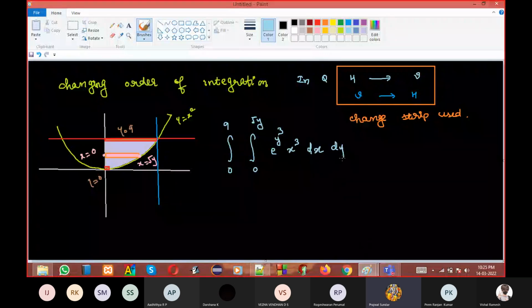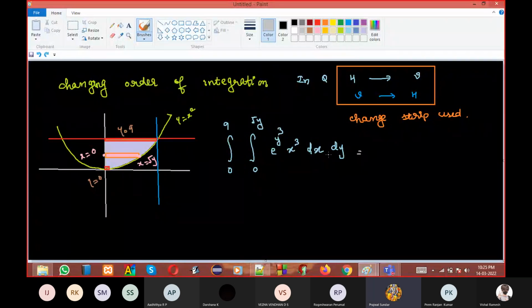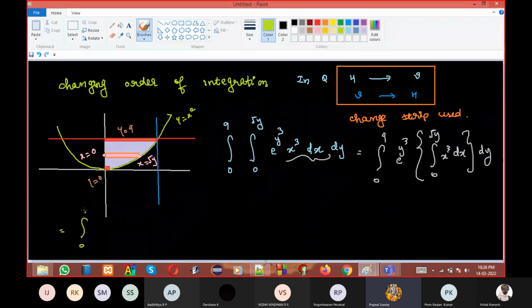I will do it. Do this carefully. Now if you are dividing this integral, here this constant, we are integrating with respect to x initially. So I'll take e power y cube outside, integral 0 to root y, x cube dx, then let it dy. Integral 0 to 9, e power y cube by 4, x power 4 you will write. So it will become y squared dy.